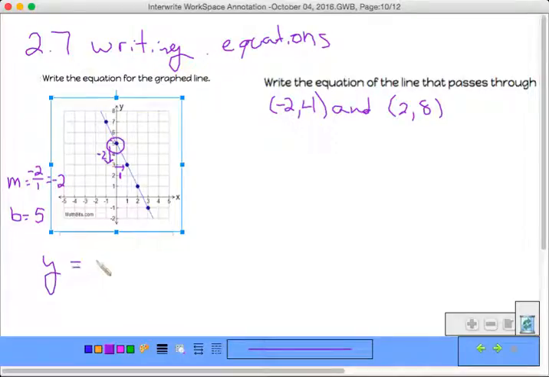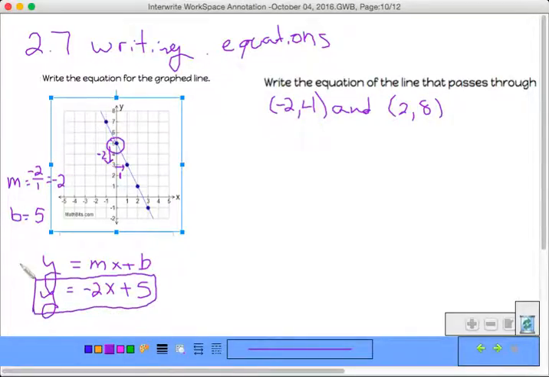So that's all I need to write my equation. It should look like y equals mx plus b. My slope is -2, so I'm going to put that there for m. My y-intercept is 5, so I'm going to put that where b is. And this is my final answer. So those ones are quick and easy. You just have to be able to identify your slope and your y-intercept and plug them in.